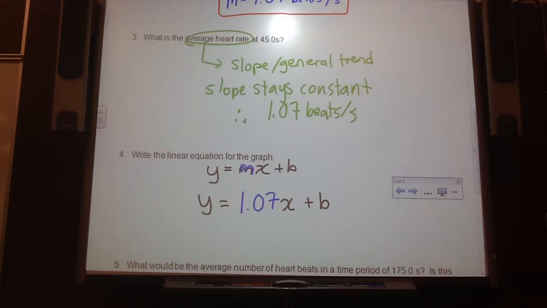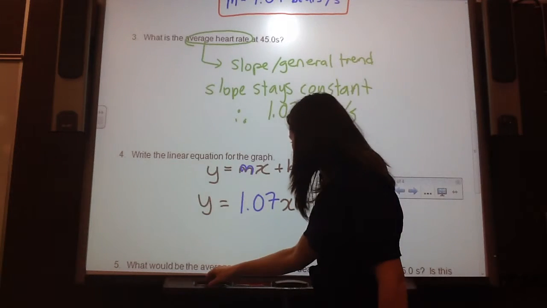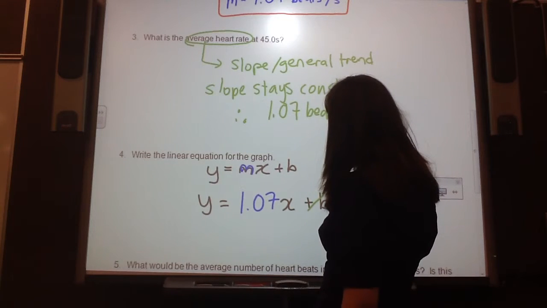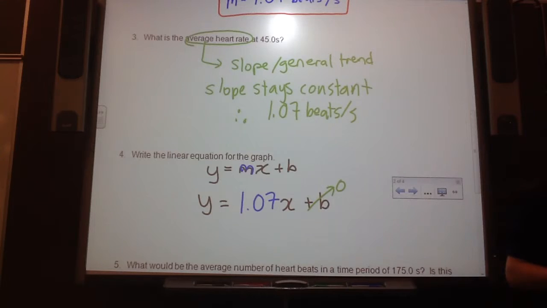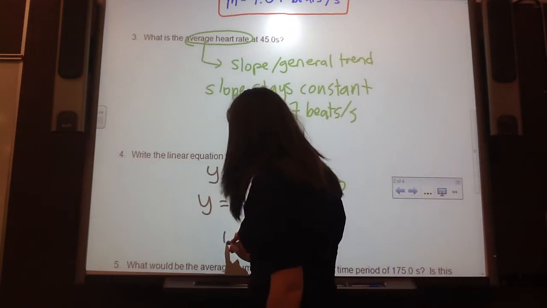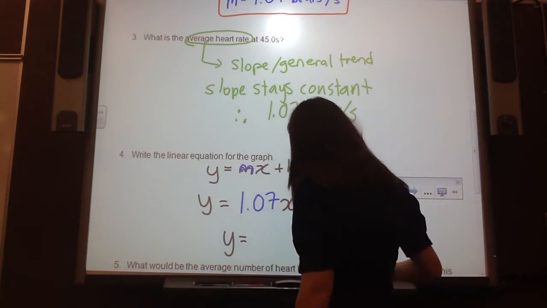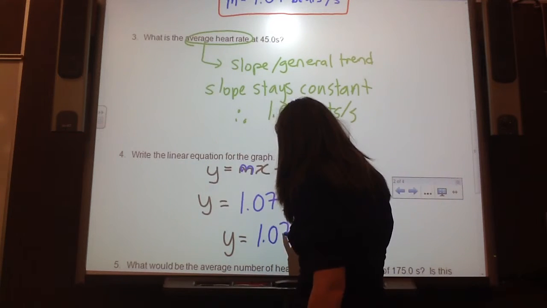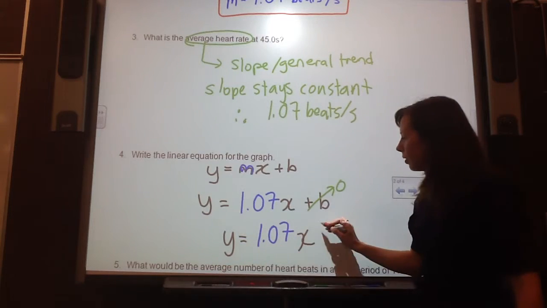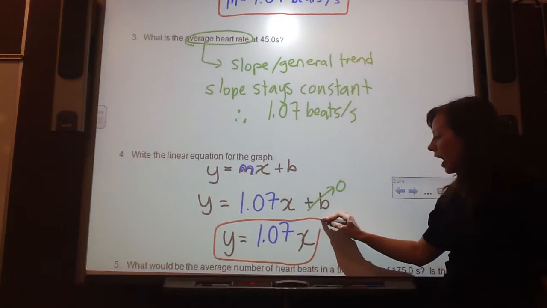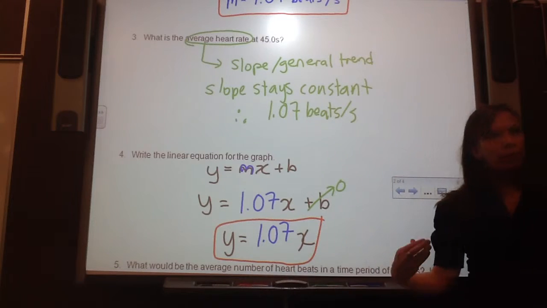When x is 0, what is y according to our graph? It is 0, right? When x was 0, y was 0, because it went through the origin. Okay? So that is 0, so we can eliminate that from our equation and simplify it. Then y is equal to 1.07x. Okay? So we've simplified it, and now we actually have a linear function to represent this data.